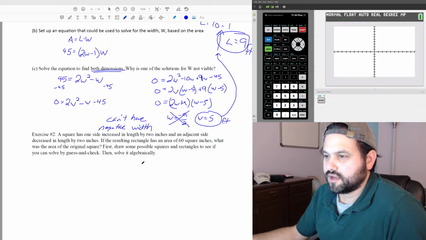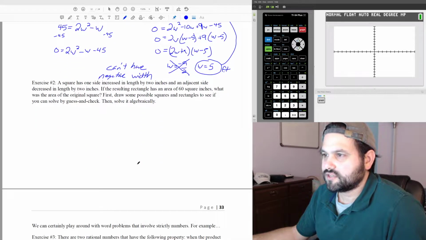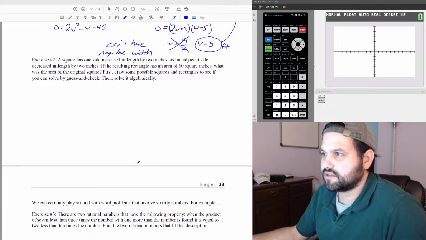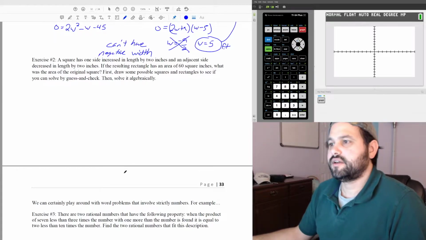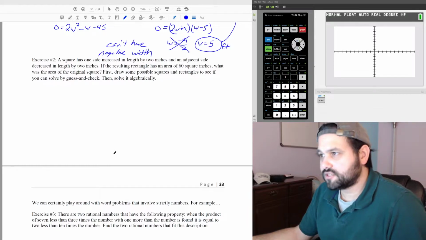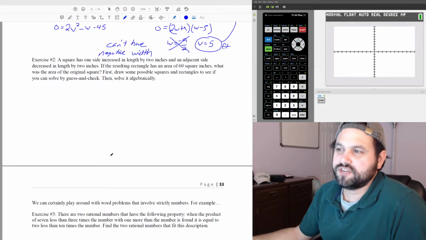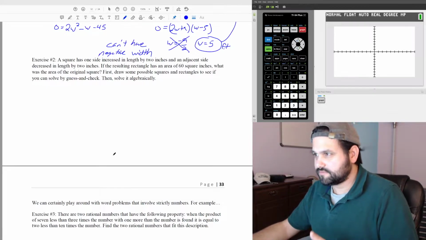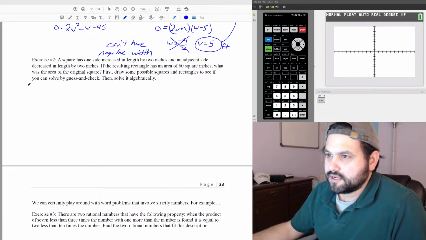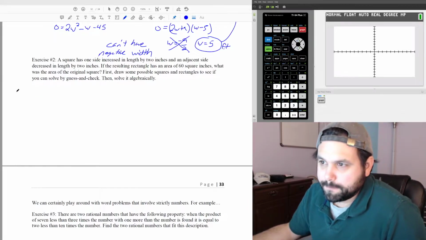Number 2. A square has one side increased in length by 2 inches and an adjacent side decreased in length by 2 inches. The resulting rectangle has an area of 60 square inches. What was the area of the original square? Okay. Let's draw some stuff and figure it out. So I'm going to start with the original square.